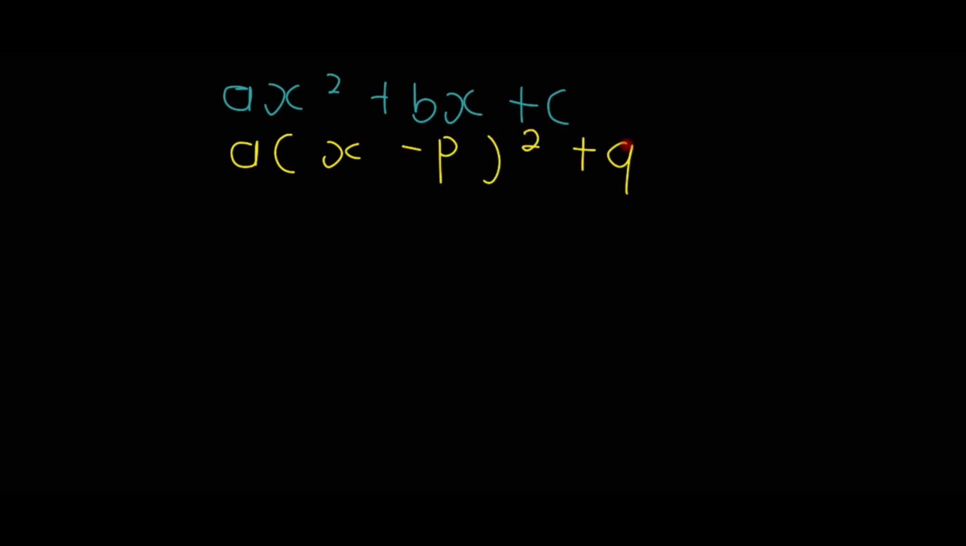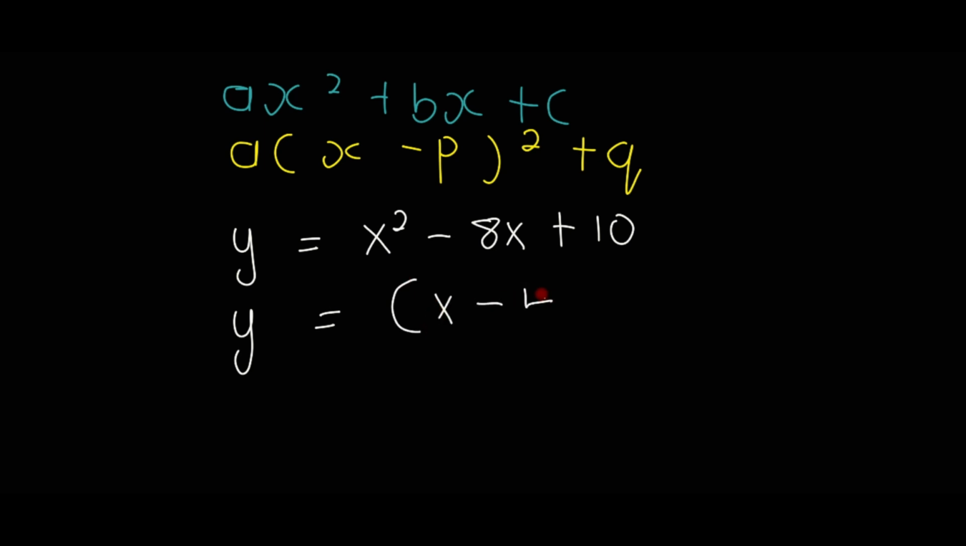Let's discuss completing the square. Completing the square is a technique where we write the expression ax squared plus bx plus c in the form a(x minus p) all squared plus q. Let's say, for example, we have x squared minus 8x plus 10. This equation can be written in this form: (x minus 4) all squared minus 6.